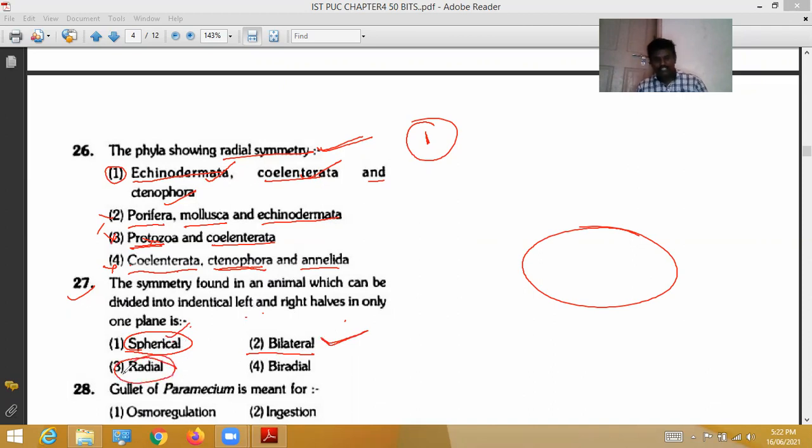Radial symmetry means the body can be divided into equal halves, but not mirror images. Biradial symmetry is also generally not what the question describes. So among the 4 options, the correct option is 2. The correct answer is 2.